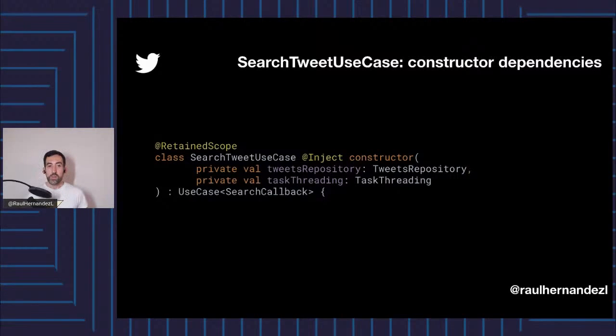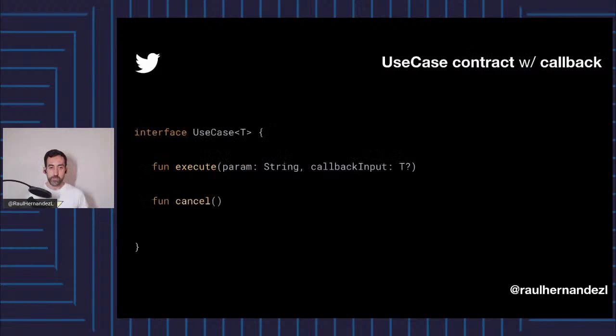This search tweets use case, which is in a coroutine scope just for configuration changes, is going to use this use case interface with a callback right here. So this interface, this contract, basically has a parameter that is the callback. The first parameter in the execute is the query, and the second is the generic type, that is the callback I am expecting to pass right then. And then the cancellation method, that's for disposing in the RxJava world.